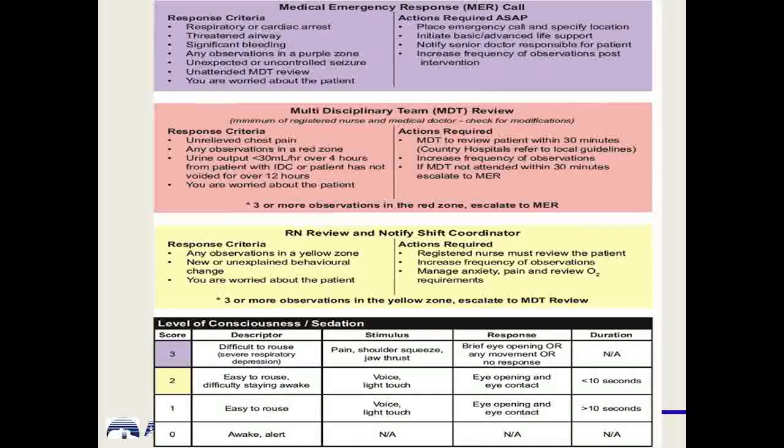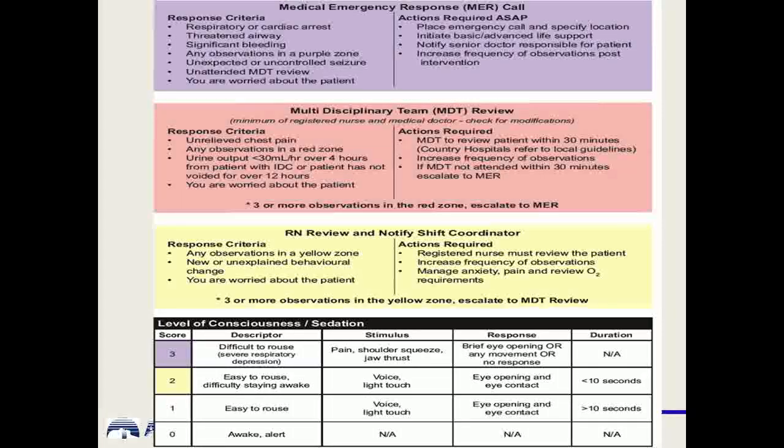Okay, right. Now let's get on to this. Now, can you see the purple, red, yellow colors? Now these colors are there for the nurses to have a cushy life, I would say, right? Because this purple is said to be calling the medical emergency team. Red is to be calling the multidisciplinary team.